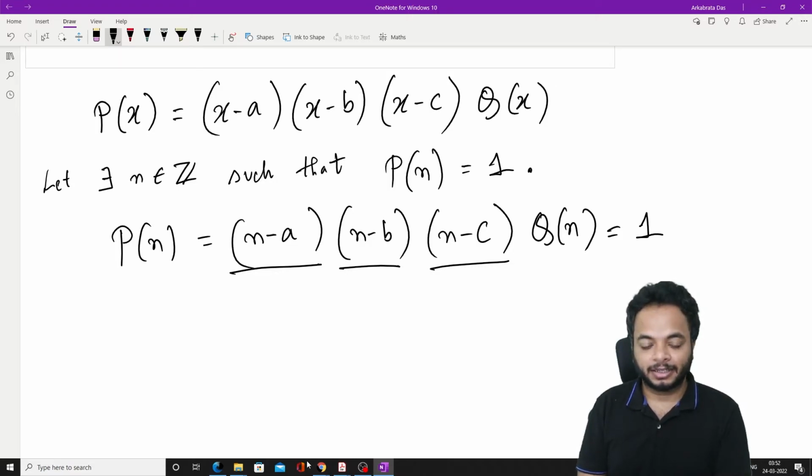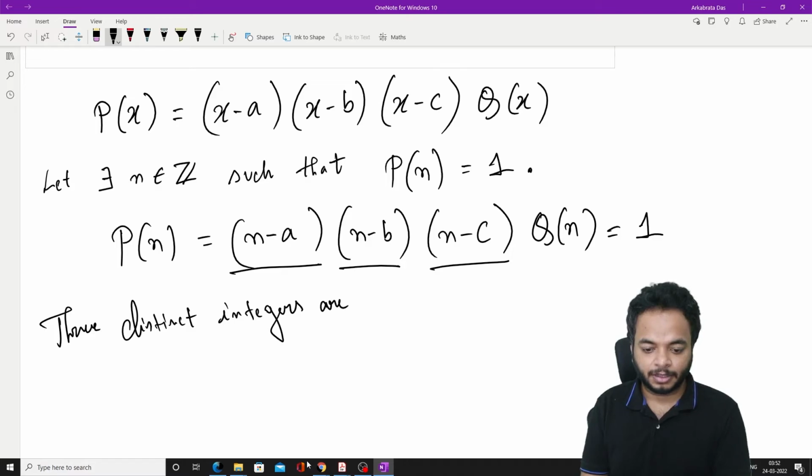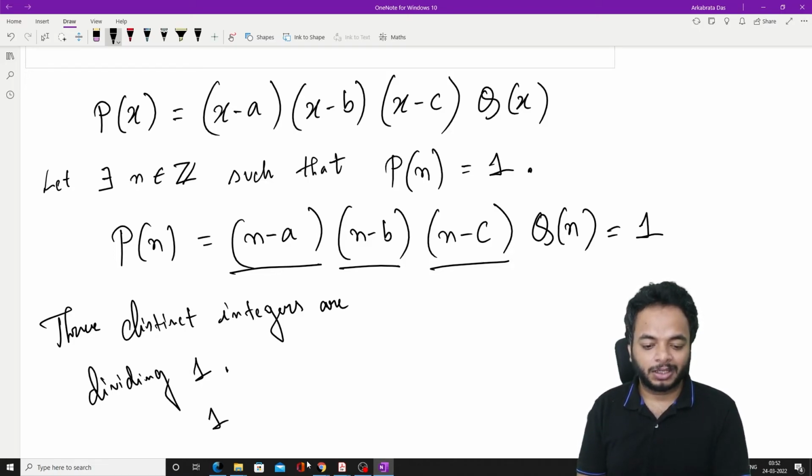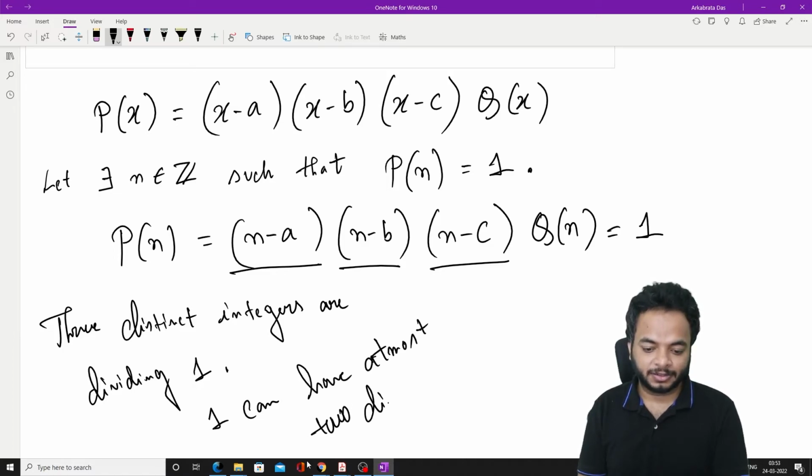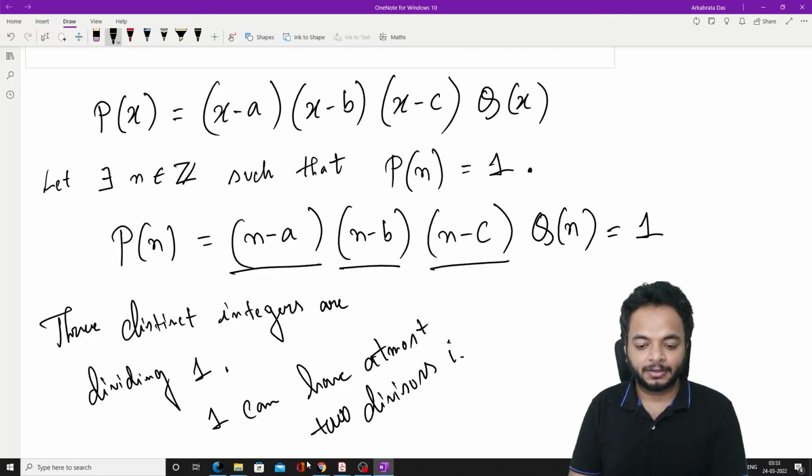And that can't happen, because 3 distinct integers cannot divide 1, since 1 can have at most 2 divisors, that is plus 1 or minus 1, and that's a contradiction.